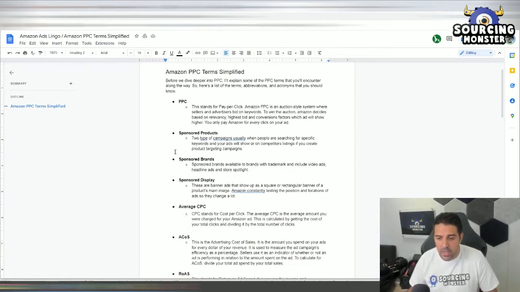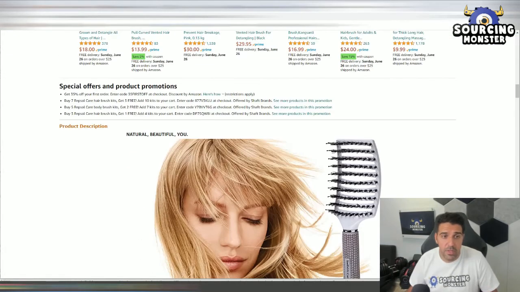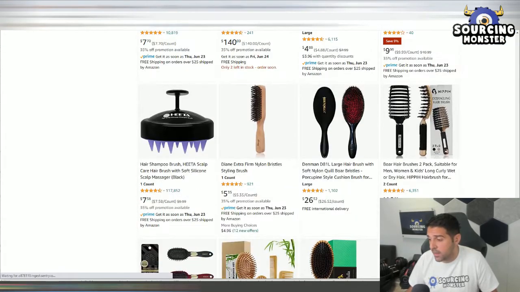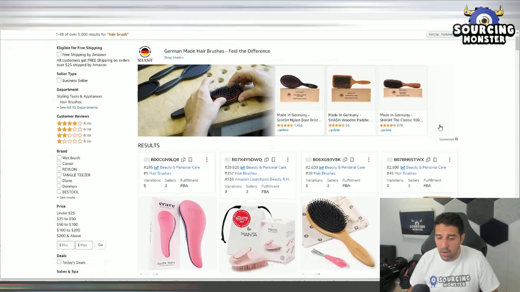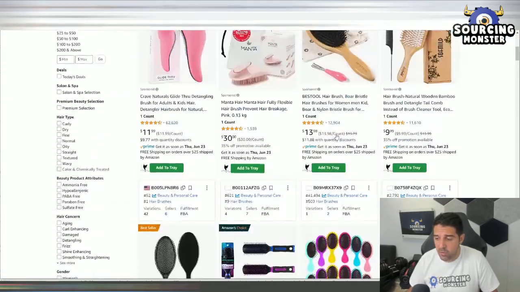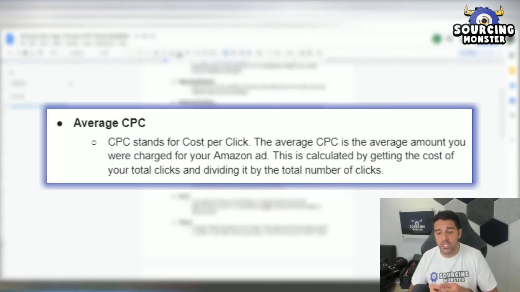Sponsored brands, I skipped that one, but sponsored brands are available to brands with trademark and include video ads, headline ads, and store spotlights. So usually headline ads are those. These are headline ads. Store spotlight also sometimes shows here, and brand videos are those.